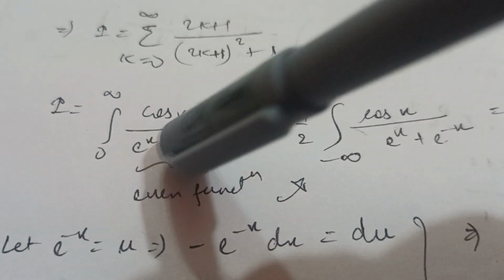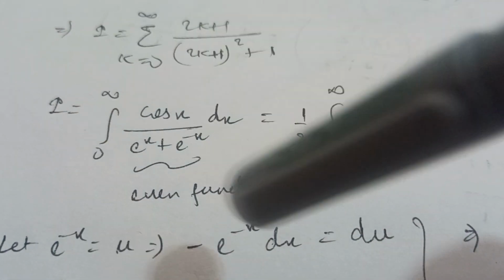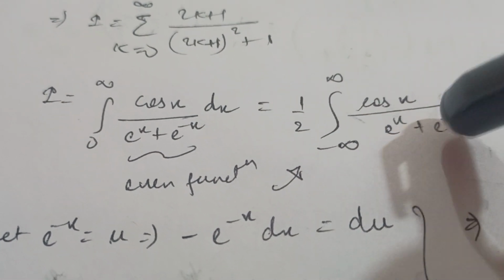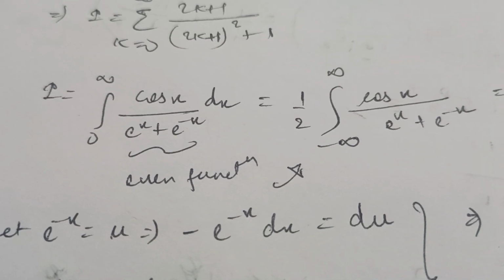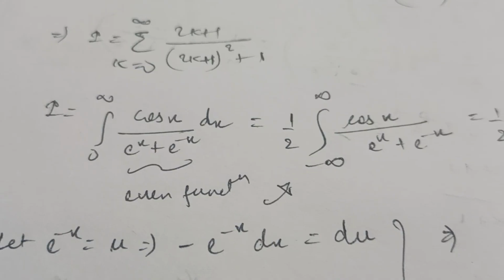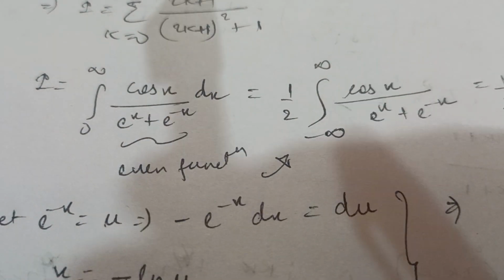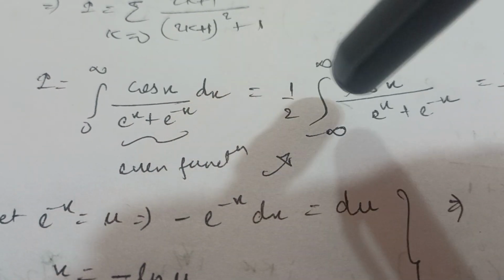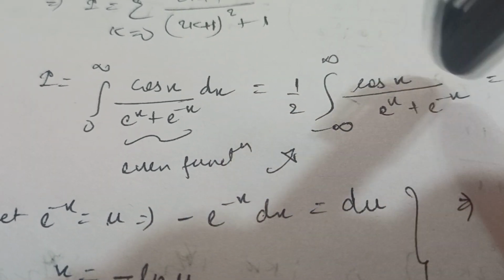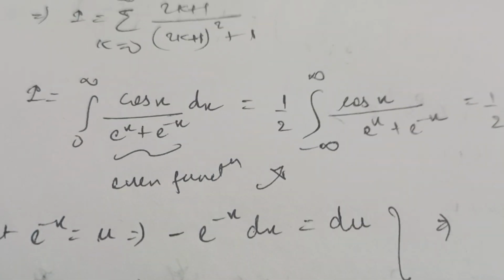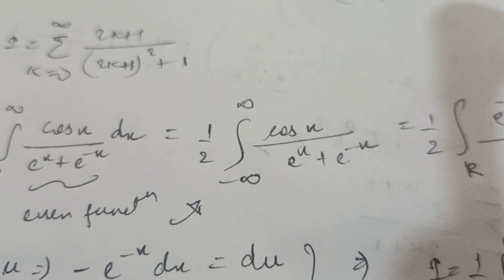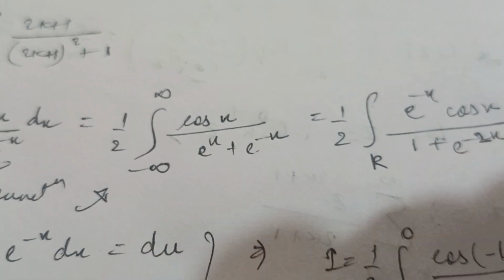So since this is an even function, I can write it as 0 to infinity, I can change it to minus infinity to infinity of cos x upon e to the power x plus e to the power minus x. This is basically the King's formula that we use in definite integration. I hope you have studied it, but even if you have not, we can write it this way in case of an even function. It is famous by the name of King's formula. It does have a proof, but I am not discussing it today.